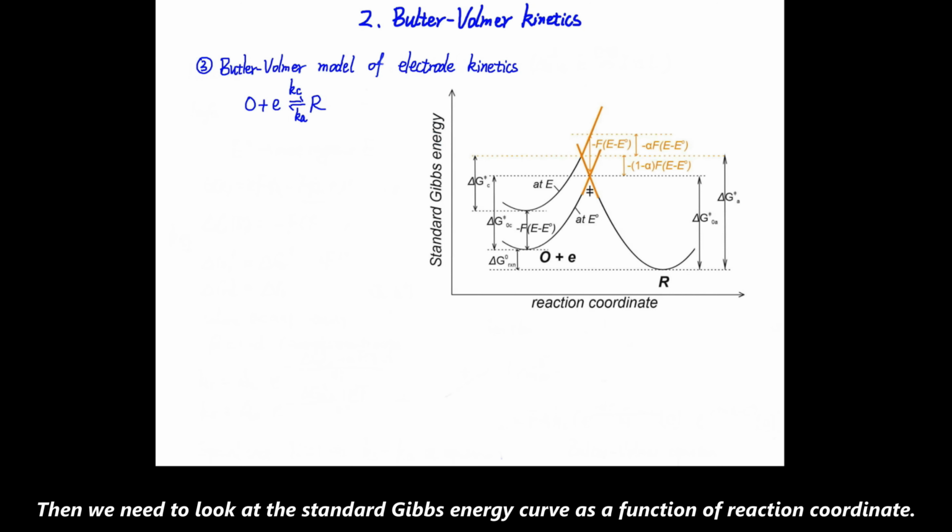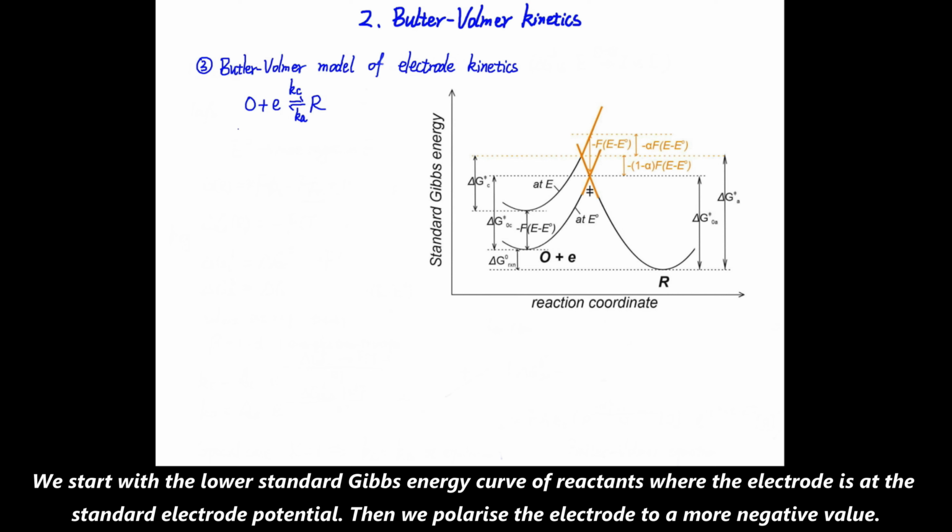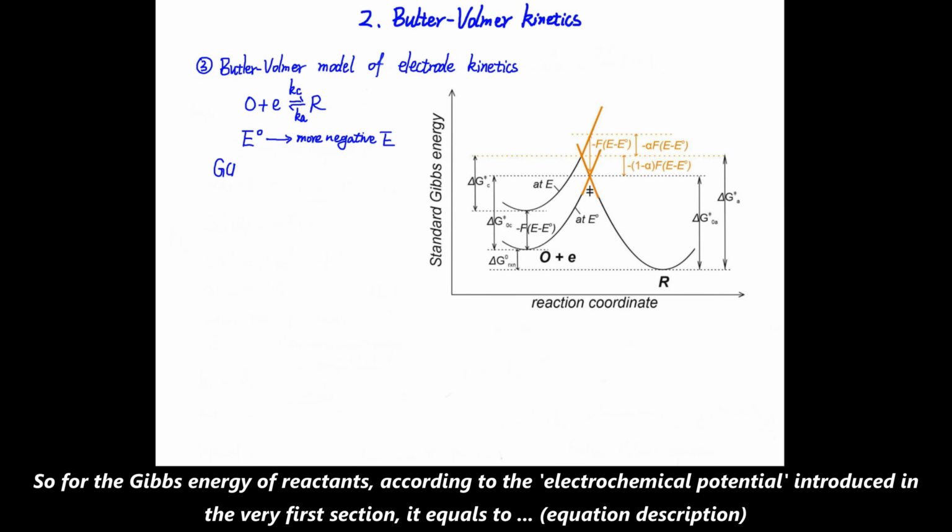Then we need to look at the standard Gibbs energy curve as a function of reaction coordinate. We start with the lower standard Gibbs energy curve of reactants, where the electrode is at the standard electrode potential, and then we polarize the electrode to a more negative value. So for the Gibbs energy of reactants, according to the electrochemical potential introduced in the very first section, it equals ZF phi S minus phi m times F plus mu O plus mu E.